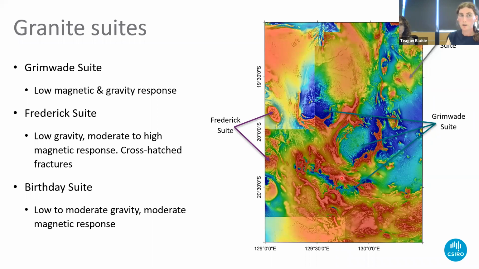The Frederick suite are these more circular intrusions here, typically have a low gravity response and quite a moderate to high magnetic response, often with a cross-hatched or concentric texture associated with them. Whereas the Birthday suite has a signature in between the two different suites, tends to have a low to moderate gravity response and a moderate magnetic response with a smoother texture compared to the Frederick suite.